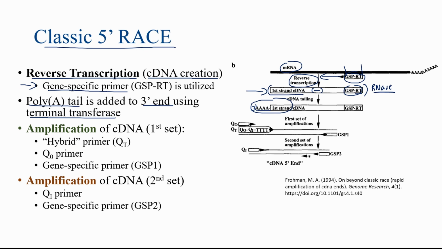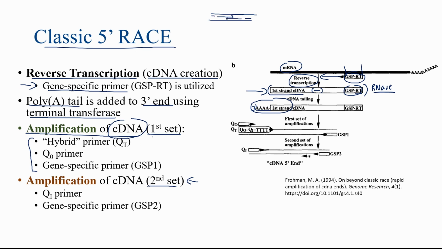Once we've added the poly A tail, we can then perform the amplification of the cDNA, and similar to the 3' race, we will perform a first set of the amplification of cDNA, followed by a second set of amplification of cDNA using nested primers. So let me begin by discussing the amplification of cDNA in the first set. It can be confusing here as we're using 3 different primers to amplify cDNA, which is something that might be unheard of when we're considering classic PCR of a double-stranded DNA, where we simply use 2 primers and extend.